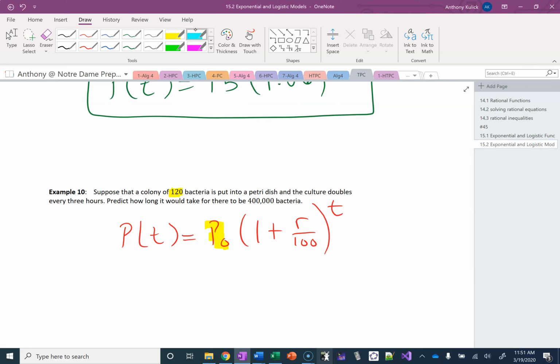But here we're not given a percentage, right? What is the change happening? We're told that the culture of bacteria doubles every 3 hours. So let's worry about this doubling part here. What that's saying is this whole value 1 plus r over 100 should really just be 2. Okay, so we'll deal with that in a second.